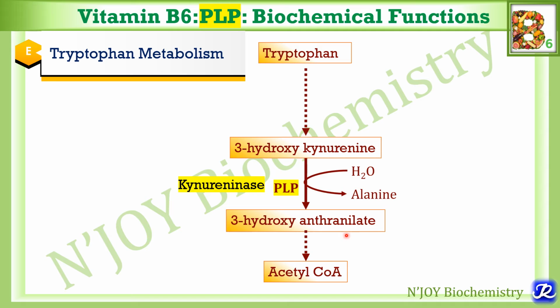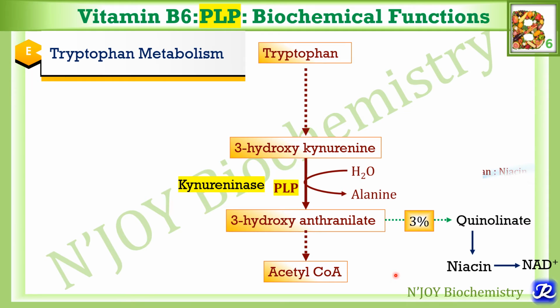Now what is the fate of this 3-hydroxyanthranilate? About 3% of it goes to formation of niacin. Niacin is vitamin B3 and the coenzyme of niacin is NAD. So for formation of these coenzymes, 3% of tryptophan is channelized to form niacin, and from 60 mg of tryptophan we get 1 mg of niacin. So niacin can be synthesized in the body from the amino acid tryptophan.